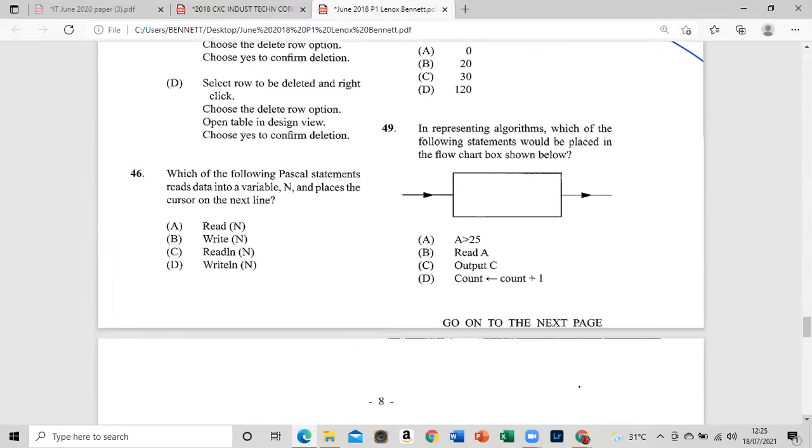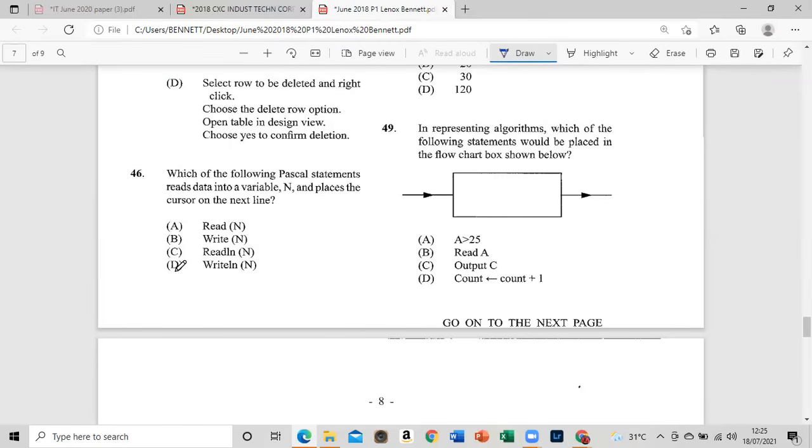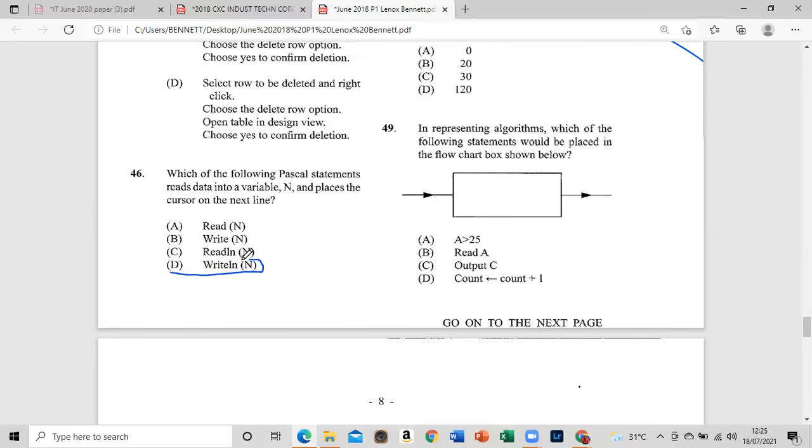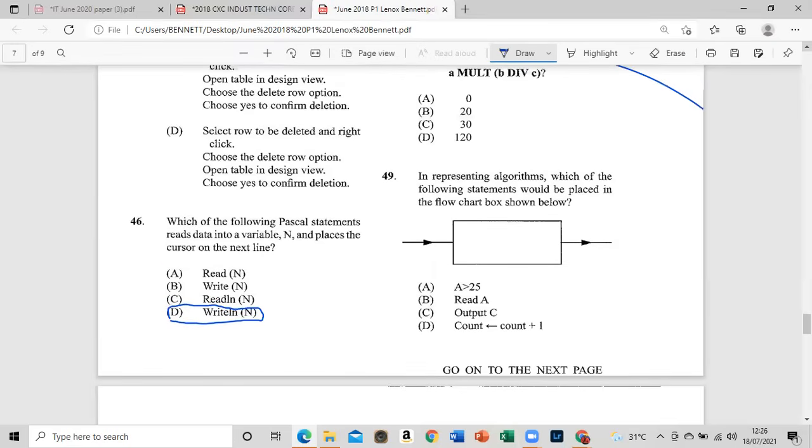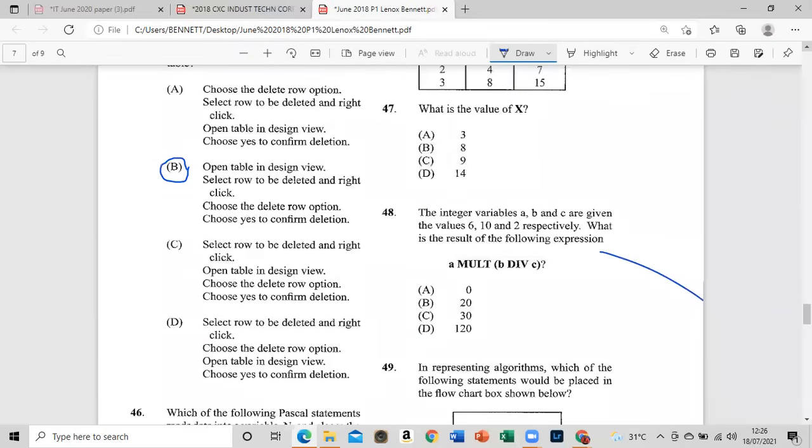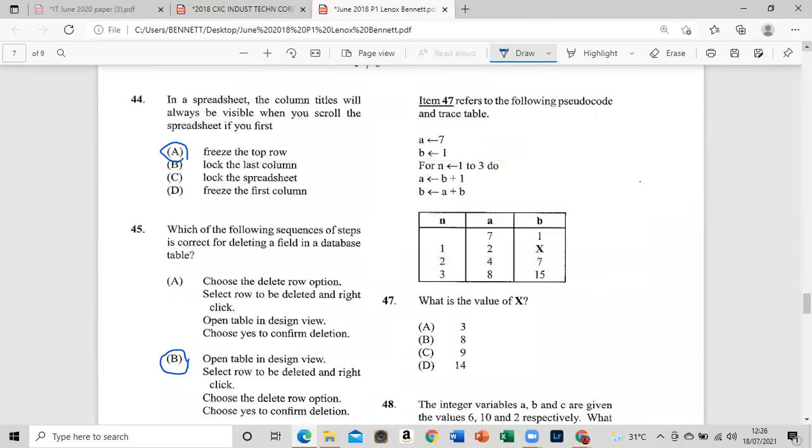Let's proceed to 46. Which of the following Pascal statements reads data into a variable n, and then places the cursor on the next line? And that would be right. I had to do some research on this too. This was relatively easy to acquire though. It was very straightforward. Bam bam. All right. Move on to 47. Sorry. We did this paper very fast. All right.